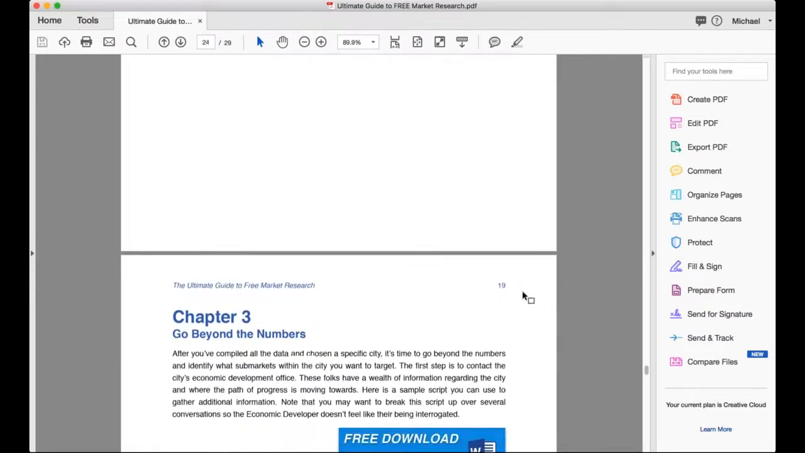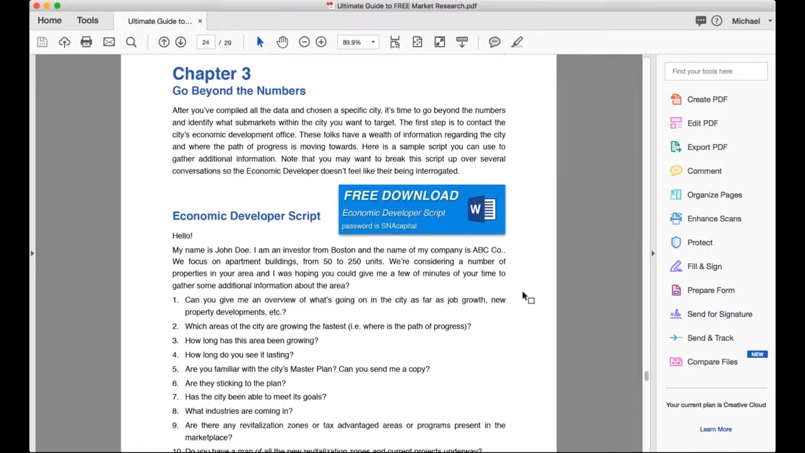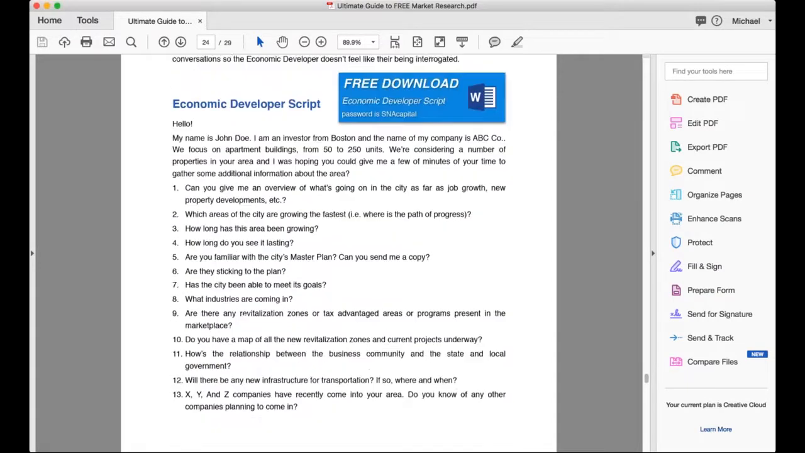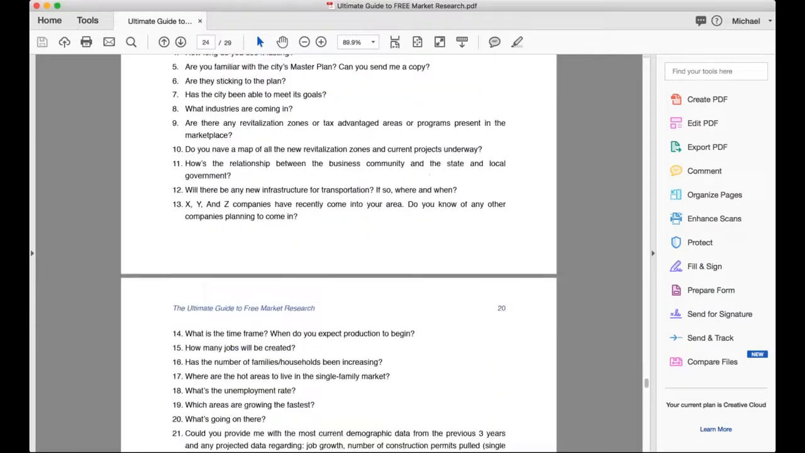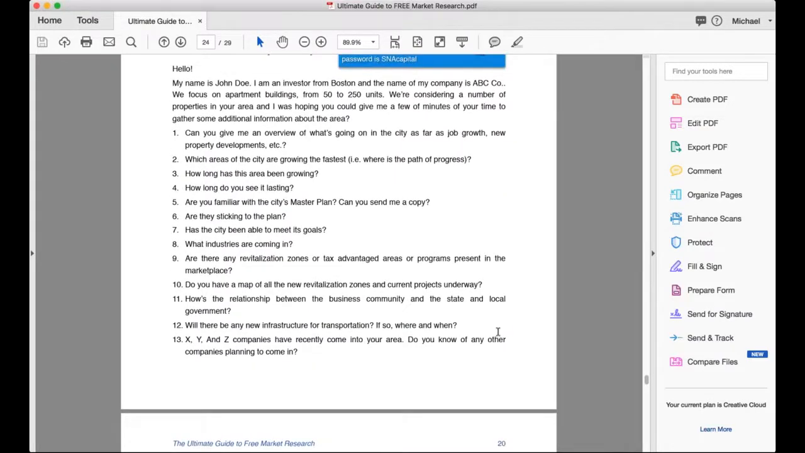That's construction permits. And then, going beyond the numbers, in the book I give you a script that I've used. I mentioned talking to economic development committees. I've got some great information using this script. You don't have to go through the whole thing at once, because it might feel like you're interrogating them. But here are some questions that I've used.